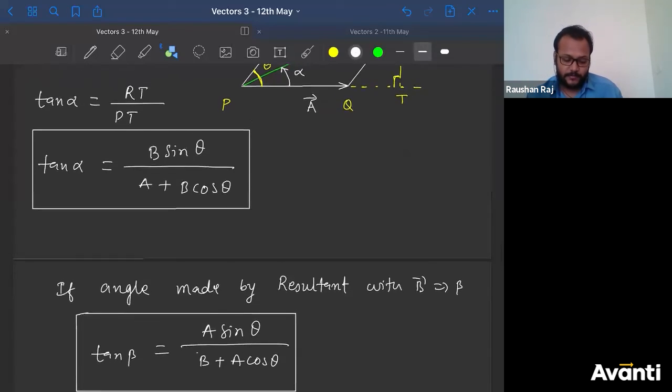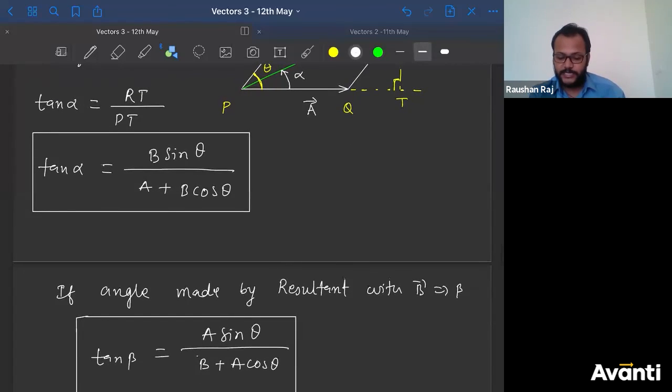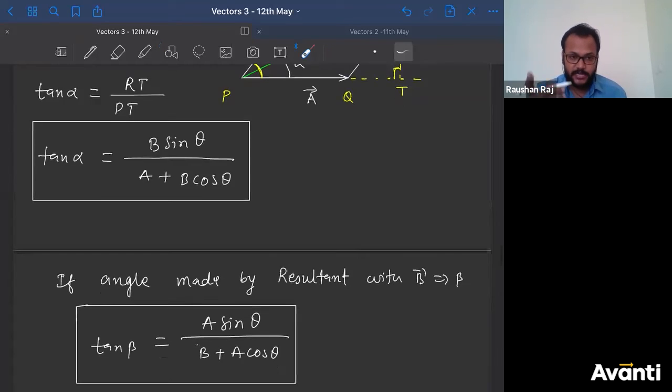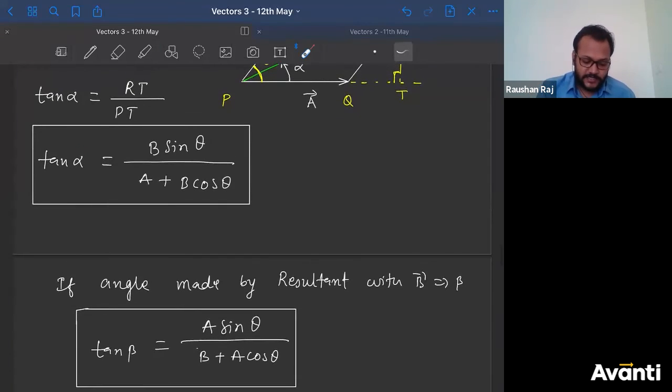Now, if the angle made by the resultant with B is given to us, that is beta, how can I write tan beta? तो करना क्या, देखो फिर से बता रहा हूँ. If this is the angle made by the resultant vector with A, then put B here. And then in the denominator, if this is B, this will be A plus B cos theta.